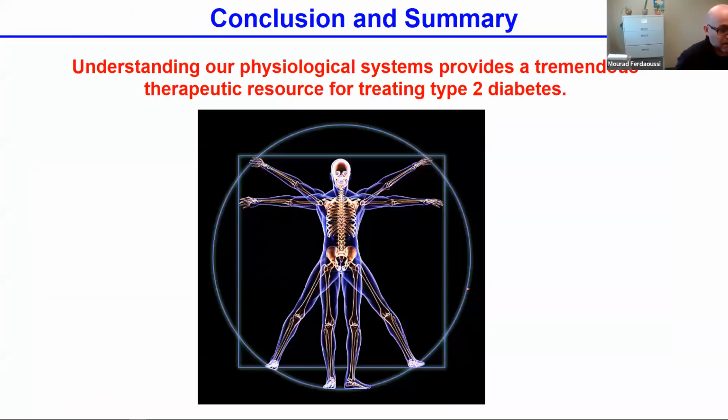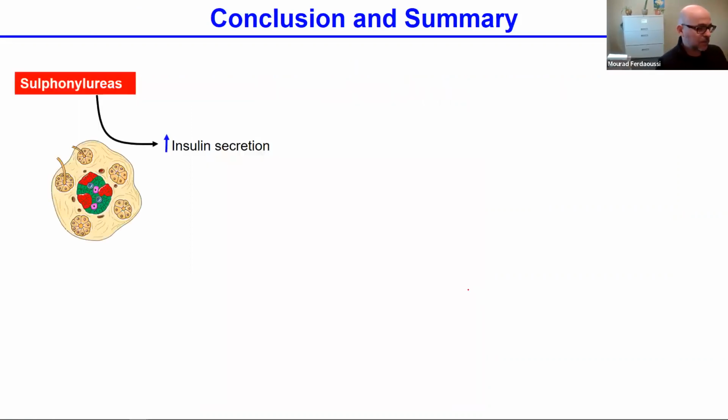And if I have a take-home message today, it is that if we can understand our physiology, we can develop different strategies to treat type 2 diabetes. So I just want to summarize what we discussed today, based on the molecular mechanism perspective of these anti-diabetic drugs. The first class of drug I discussed is the sulfonylurea, which has only one effect: to increase the insulin secretion.